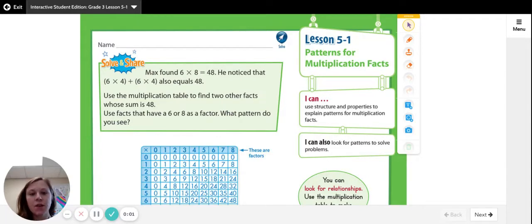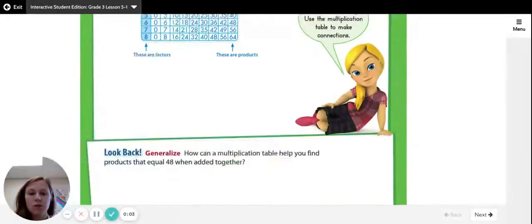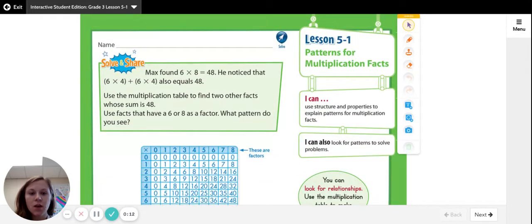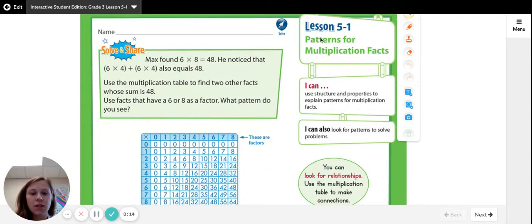Today we're going to work on lesson 5.1. So in your book, you need to make sure you are on page 237. You can pause the video if you need to get your book ready. That's page 237. Let's look at our I can statements for lesson 5.1.